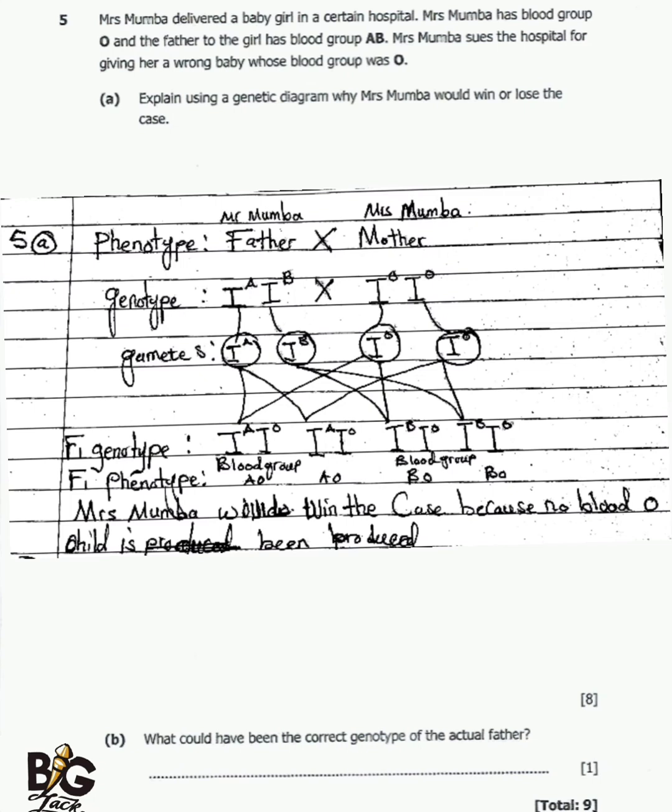Capital letter I to the power B is going to cross with the two gametes of Mrs. Mumba. As a result, the first one we are going to have is capital letter I to the power capital letter B, capital letter I to the power small letter o. Then the next one we are going to have capital letter I to the power B, then capital letter I to the power small letter o. Now as you can see here, we are not having what?